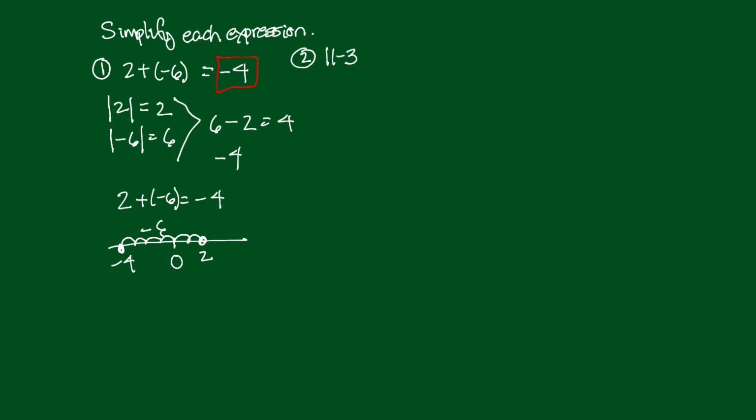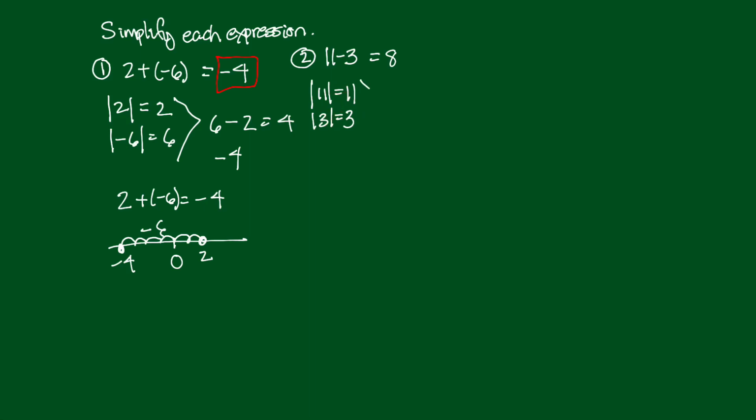Now, second problem is just 11 minus 3. Now, we know 11 minus 3 is 8. Look at it a couple ways. If I take the absolute value of 11, I get 11. If I take the absolute value of 3, I get 3. Now, take the larger absolute value, which is 11, subtract the smaller absolute value, which is 3.